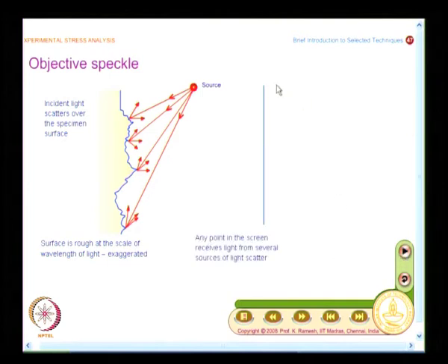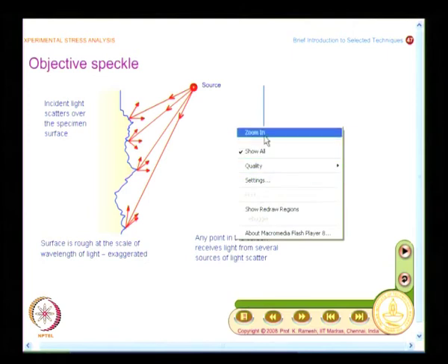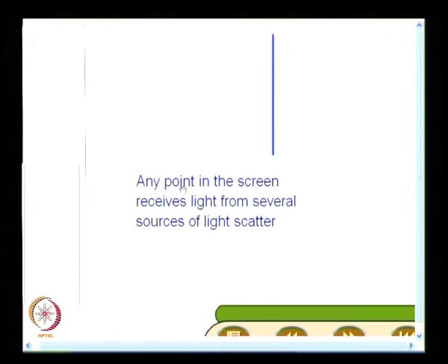Now, what I am going to do is put a screen, and this screen is sensitive to whatever light falls on it, or I should have a CCD camera with its lens removed. I do not have a lens in this process, I do not keep a lens here. And this is what you will have to look at. See, this is again a very important point. Any point in the screen receives light from several sources of light scatter. This I want you to observe.